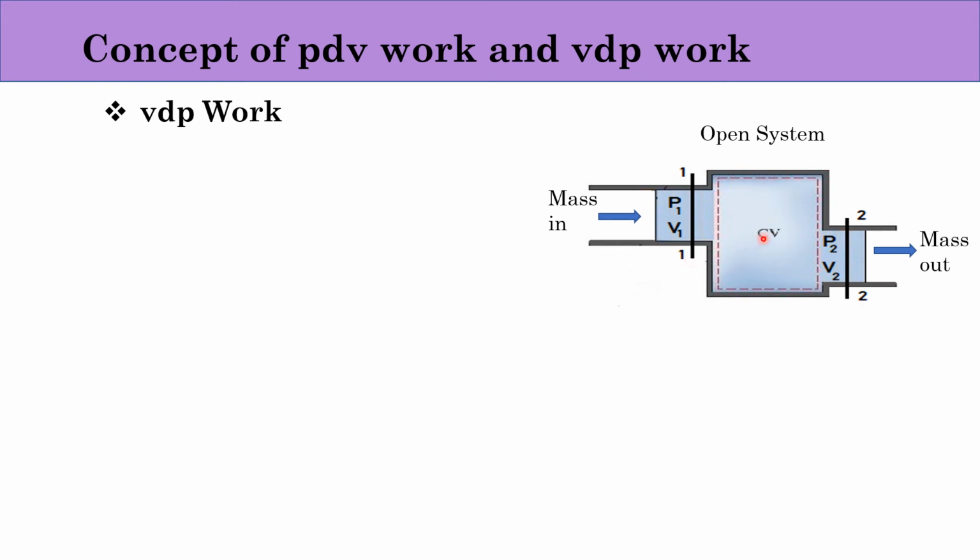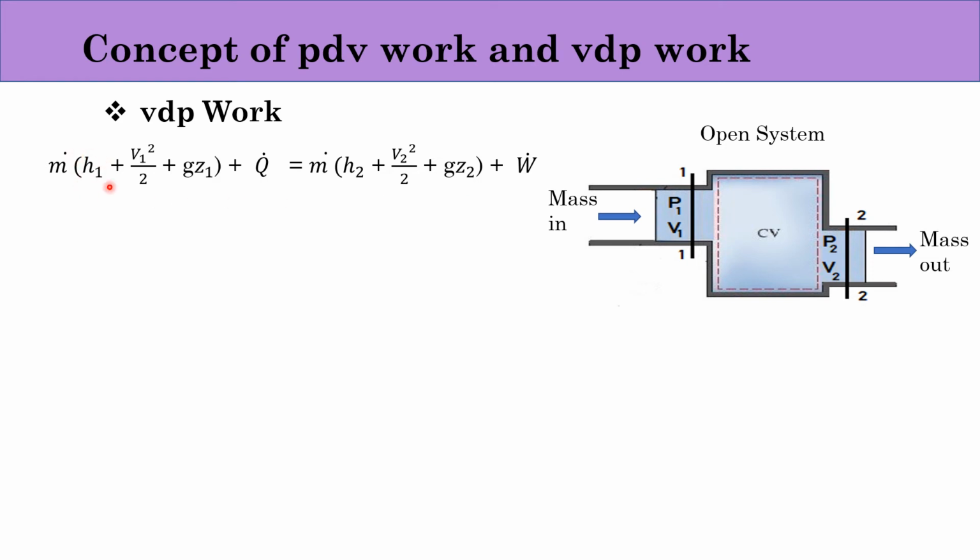These are the energy which is entering the system. Same energy will be leaving the system along with the work extraction. So in the mathematical form, steady flow energy equation can be written in this way.